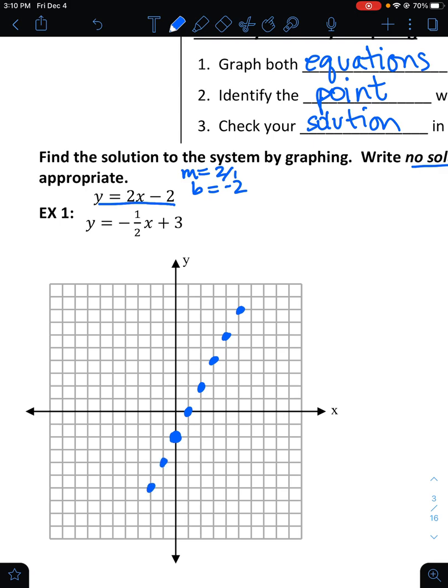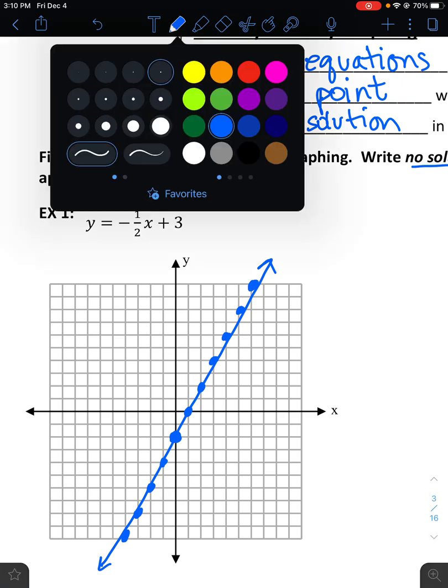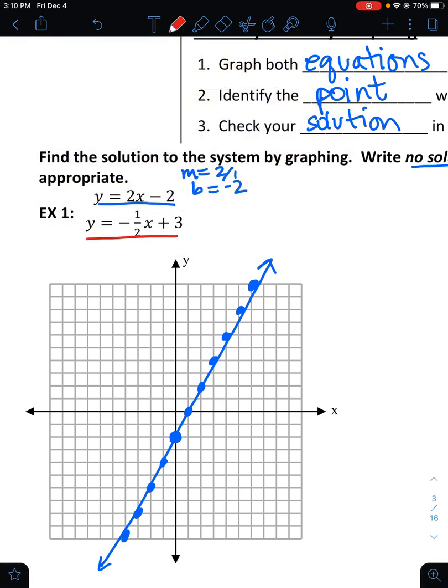Because I need to have a perfect intersection point. And so unless I have a ruler, I want to make sure I have enough points to make a straight line. So now I'm going to come through here. And even if my line's a little crooked, I still know where my dots are. That's the important thing. Okay, now I'm going to use red.